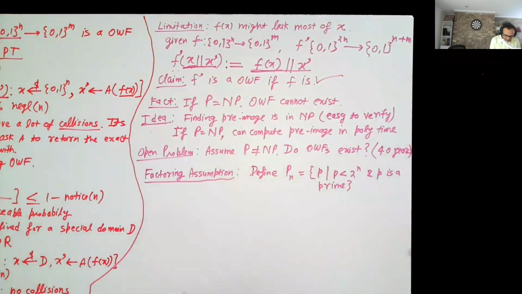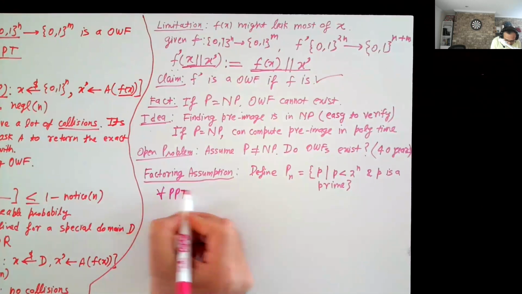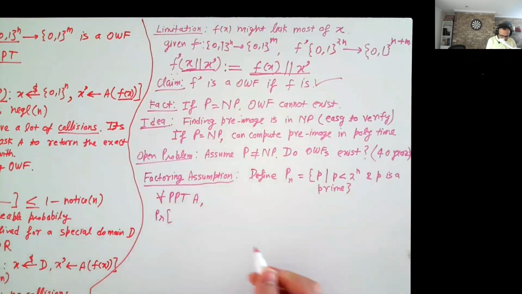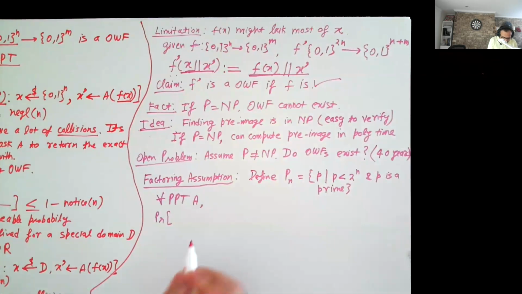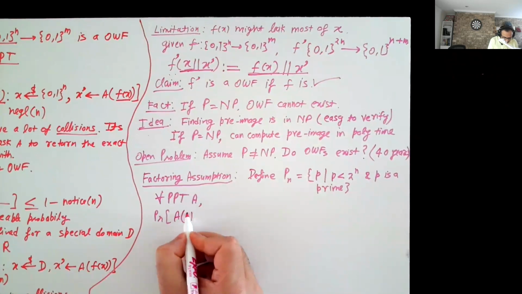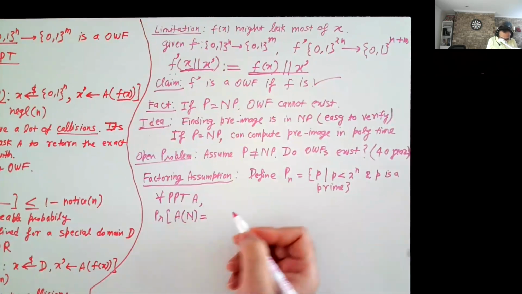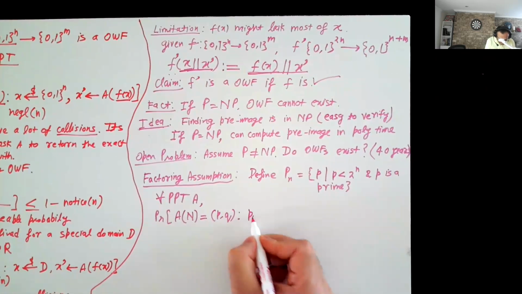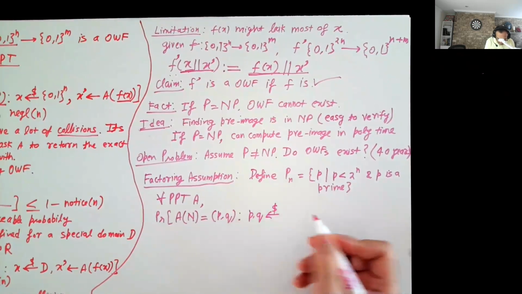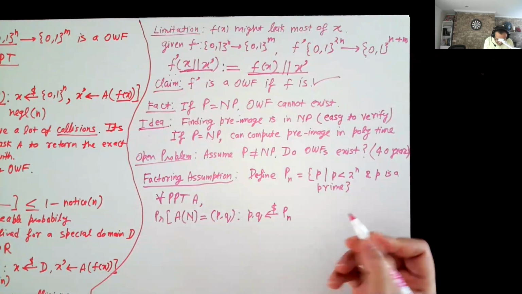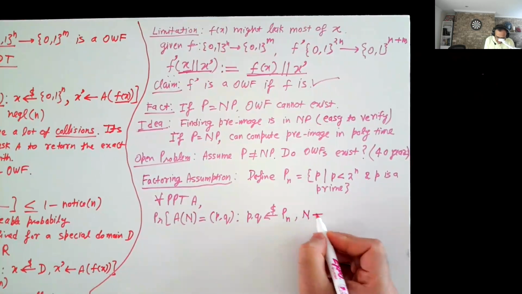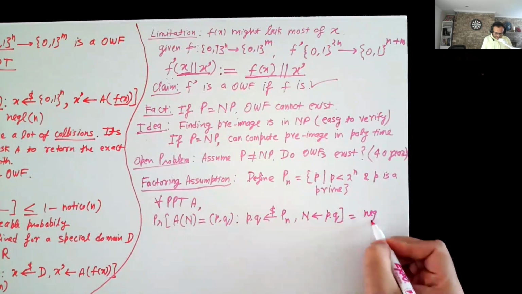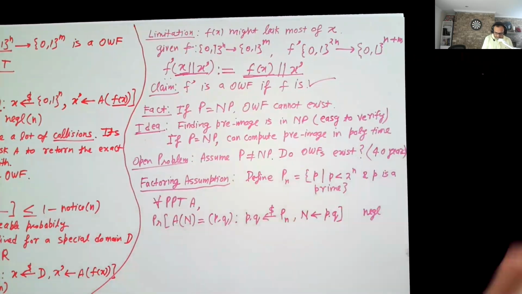Now the factoring assumption says the following: for every PPT adversary A, the following holds. The probability that this adversary, we give this adversary some number capital N, and this adversary gives us P comma Q, assuming that P comma Q are sampled at random from the set of all n-bit primes, and N is set to be P times Q. So this probability is less than or equal to negligible.